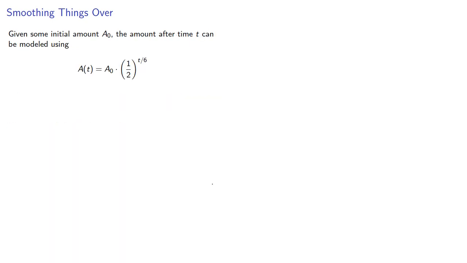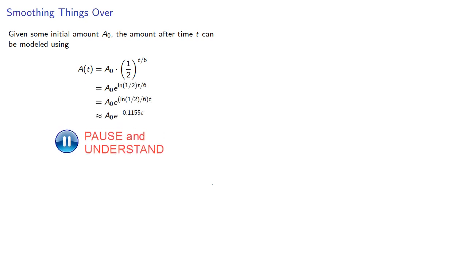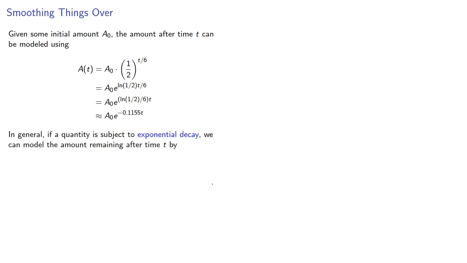And we typically don't write our exponential functions in this form. Instead, we like to use the base e, so let's do a little bit of work here, and we find, and this leads to the following idea. If a quantity is subject to exponential decay, we can model the amount remaining after time t by a0 e to the minus lambda t, where a0 is the initial amount and lambda is some rate parameter.